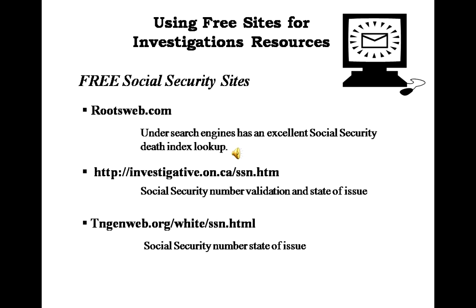Investigative.own.ca. This is a Social Security number validation and state of issue. Everyone knows that the first 3 digits of a Social Security number tells you the state that that Social Security number was issued. It's very helpful a lot of times when you're looking for missing persons or skips. This site, you can enter the first 3 digits. It will tell you the state of issue. Also, you can validate and find out whether this is actually a legitimate Social Security number or not.